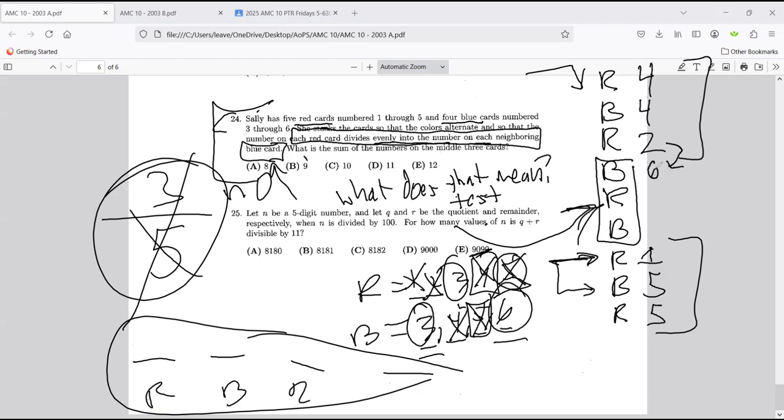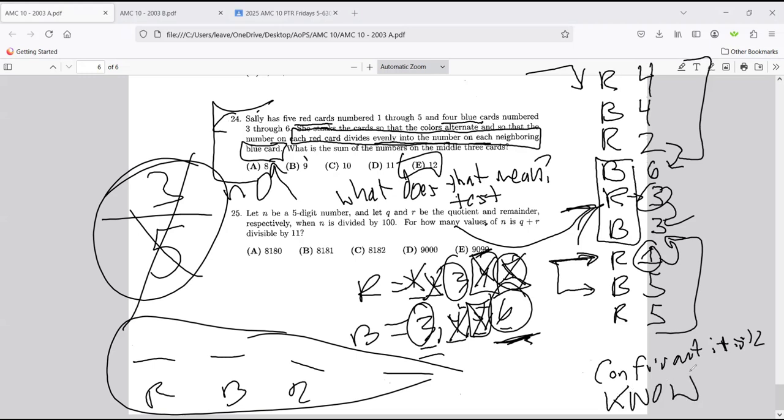6. It's the only one left in the blues it goes into. What red card would have to go here? 3. Well, blue card here, does it work? 1 divides 3. 300% it works. Now it's the difference between I am confident it is 12 and I know it is 12. There's a huge difference between being confident it is 12 and knowing that it is 12.